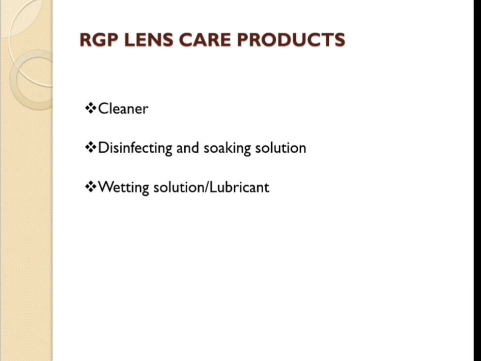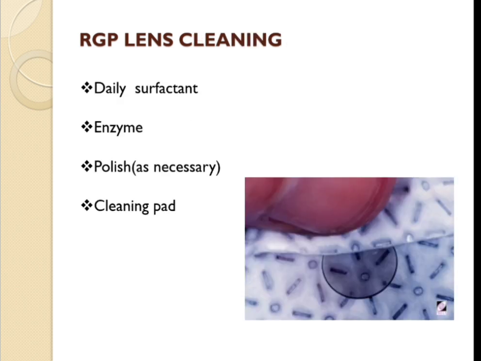So these are the lens care products. Go for a cleaner, a disinfectant, a soaking and wetting solution, or you can use a lubricating solution also. So this is for the RGP lens: daily surfactants, you can use an enzyme, you can go for polishing, or you can go for a cleaning pad. As you can see, this is a cleaning pad. Polishing will be done in the factory, not by us.